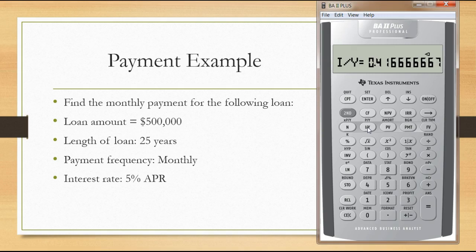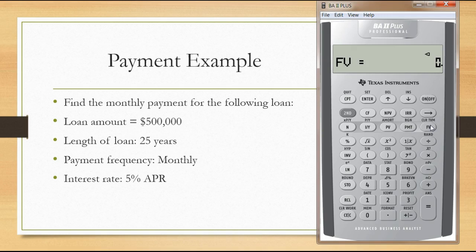Component number 3 is the present value. So the present value, this is the amount of the loan. So the amount of the loan is going to be $500,000, so we can put 500,000 into present value. Obviously, we're trying to find our PMT here, so we're going to leave that blank, and the future value for our loan here is going to be 0. So we have all the components put in there for our loan at this point in time.